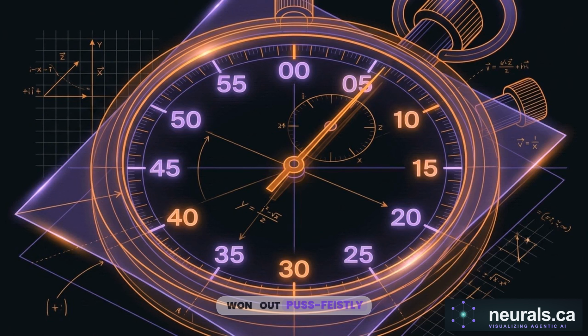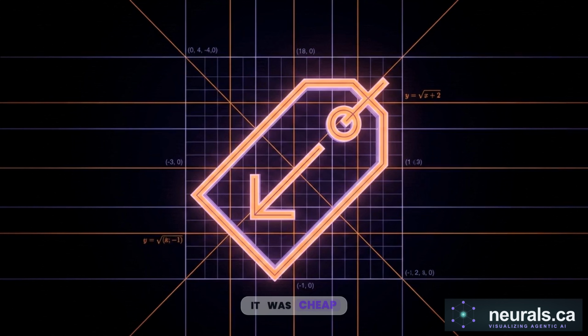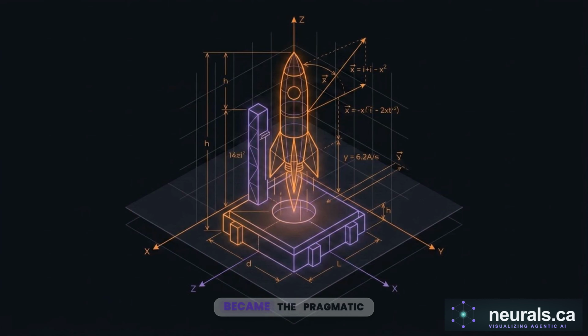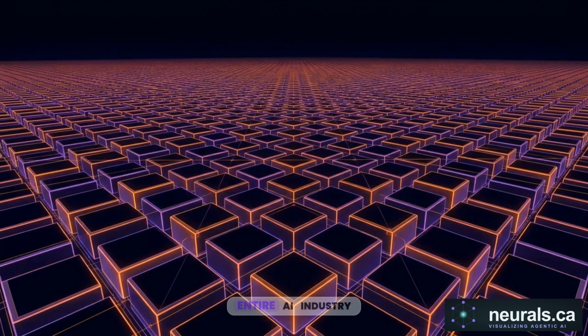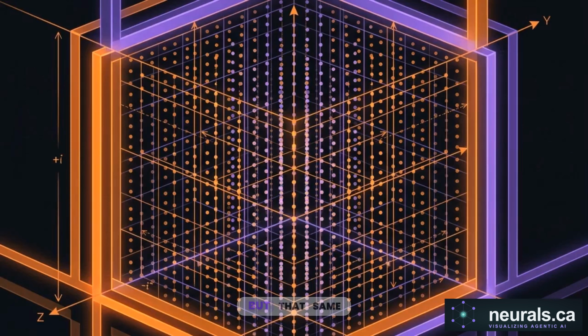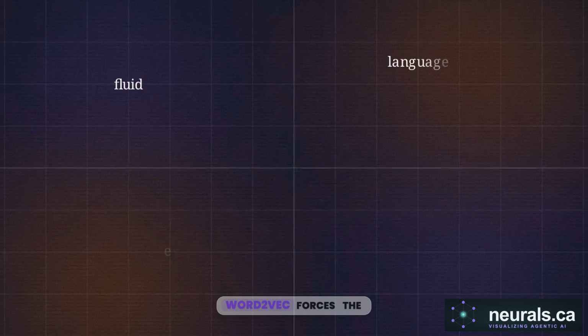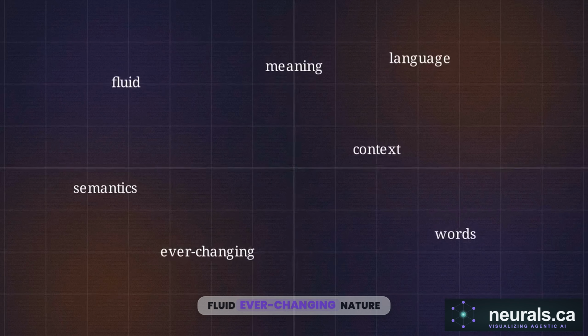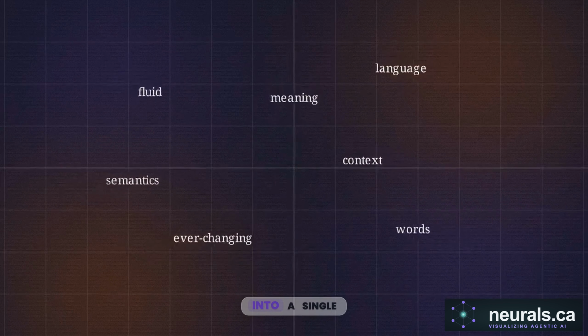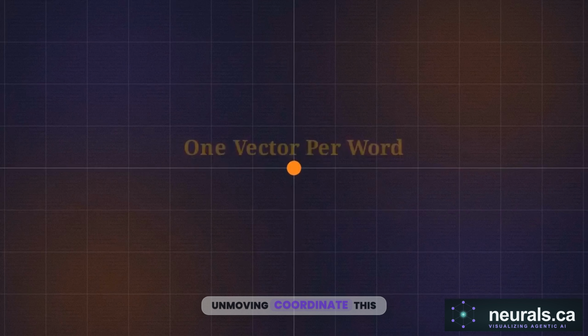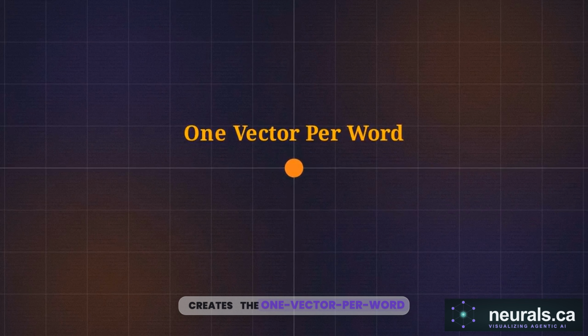Word2Vec won out precisely because of this raw computational efficiency. It was cheap to train, fast to deploy, and became the pragmatic baseline for the entire AI industry. But that same efficiency comes with a severe architectural compromise. To make the math fast, Word2Vec forces the fluid, ever-changing nature of human language into a single, unmoving coordinate. This creates the one vector per word limitation.